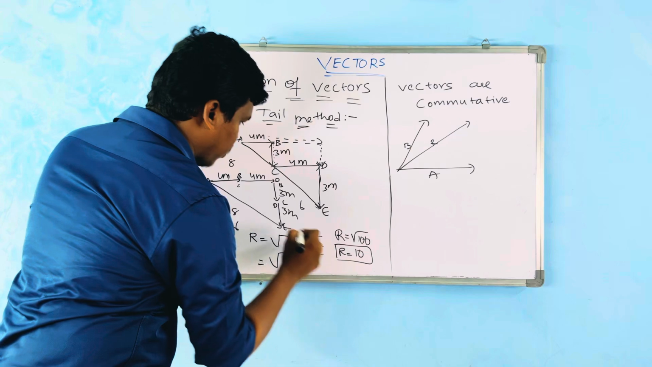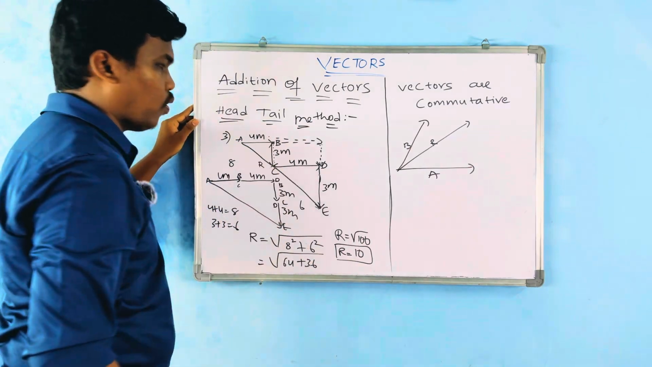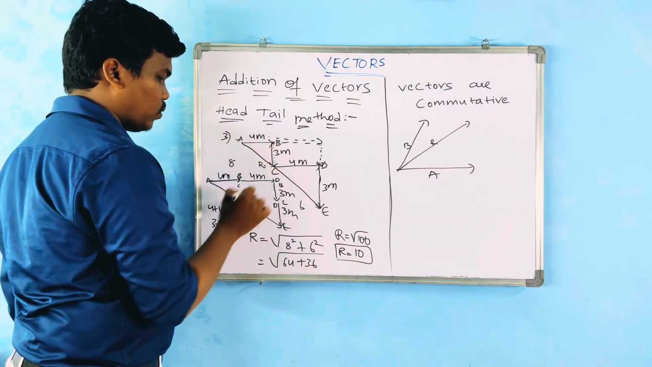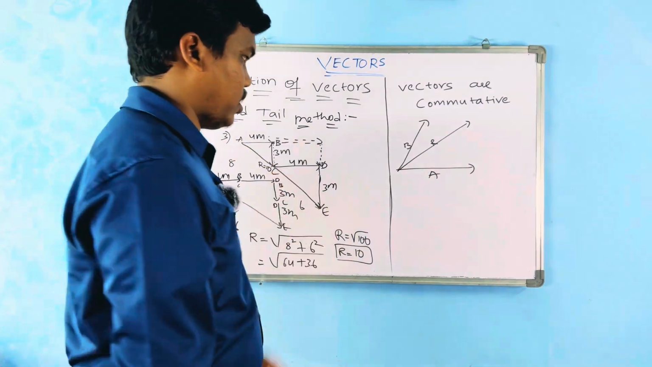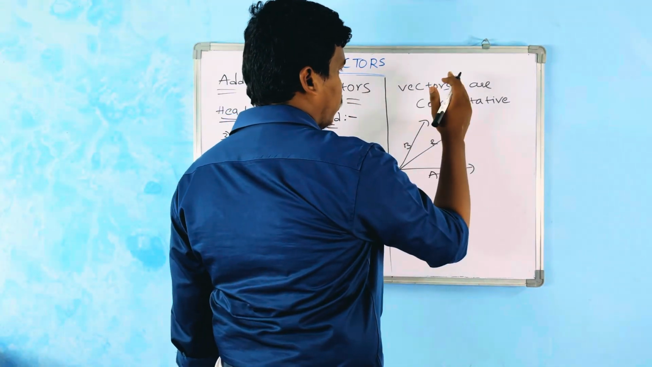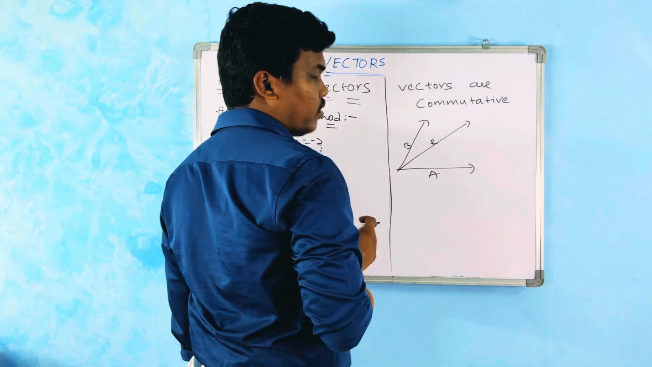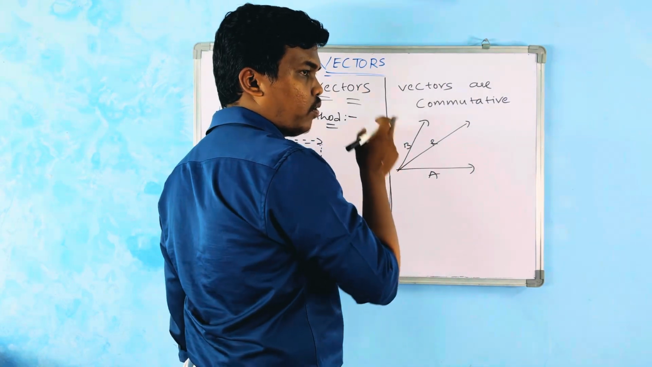This is the resultant of these 4 vectors. R is equal to 10. This is about this question. Now we are going to know if the vectors are commutative or not.